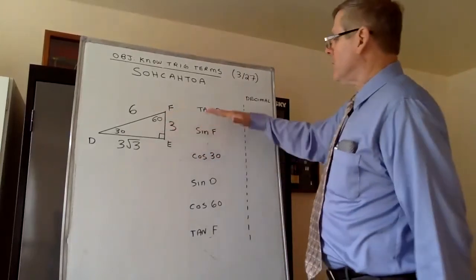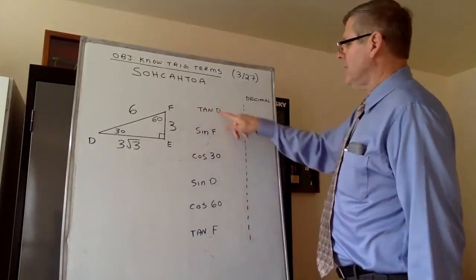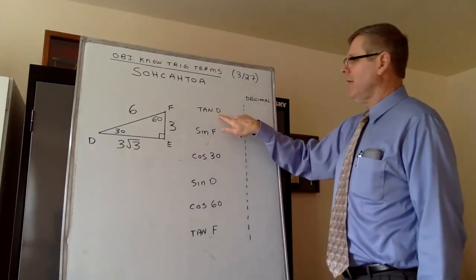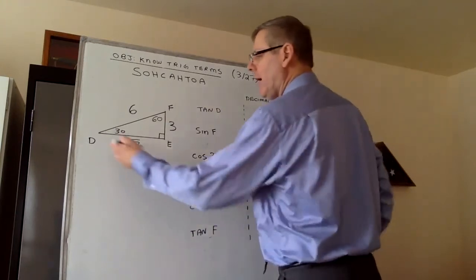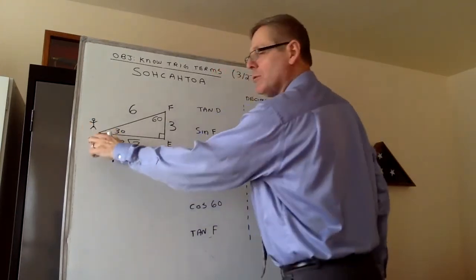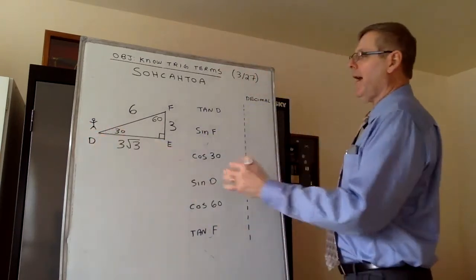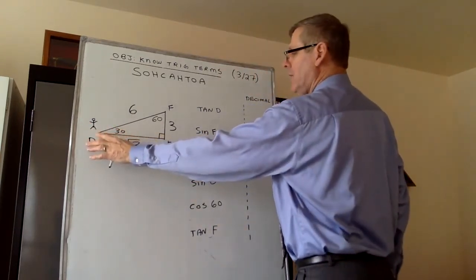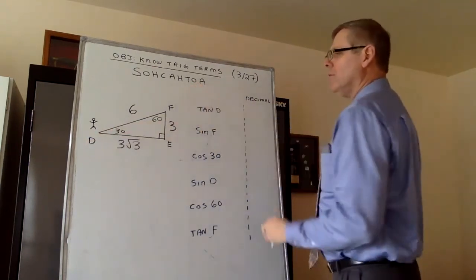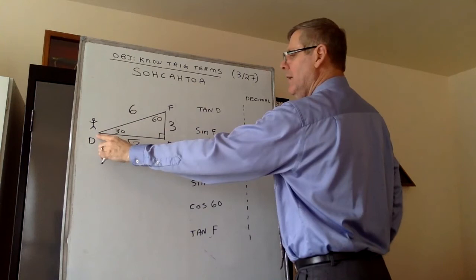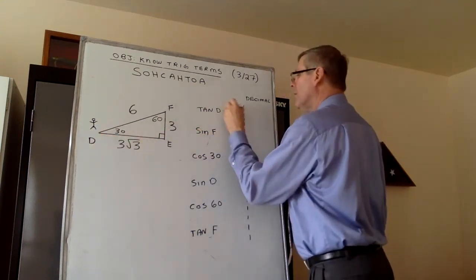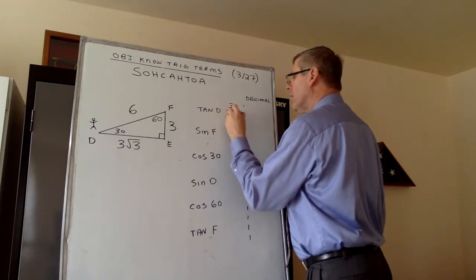Let's work through the first one together, and then I'll let you fill these in. The tangent at D. So where am I standing? I'm standing right here. Sometimes I like to draw the figure or just put your finger here. Somehow you have to realize this is the angle you're at to define the tangent. And the tangent is opposite over adjacent. So if I'm standing here, my opposite over adjacent is 3 over 3 square root of 3.